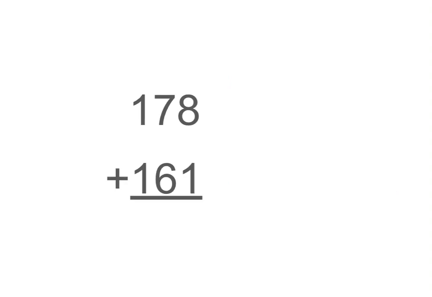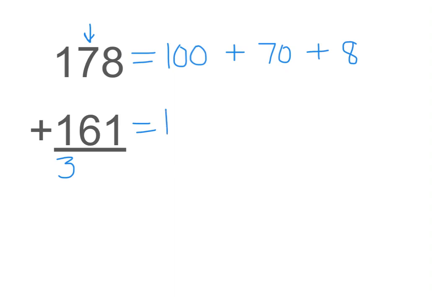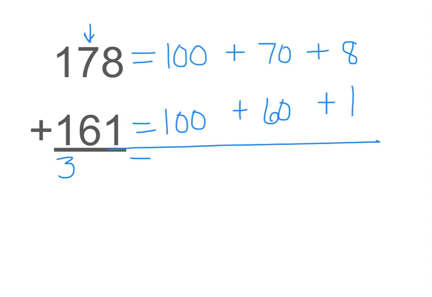All right, again, let's write it on the edge so we have room. Notice again our tens column, there's another 100 there, so we know that answer is going to be in the 300s. 100 plus 70 plus 8. 100 plus 60 plus 1. 100 plus 100 equals 200. Think of a good way to add 70 and 60.